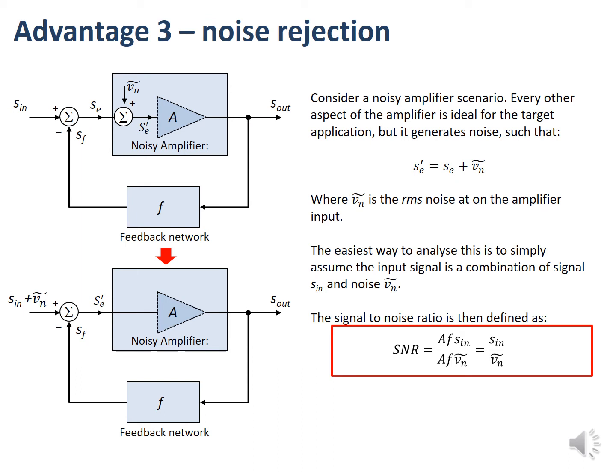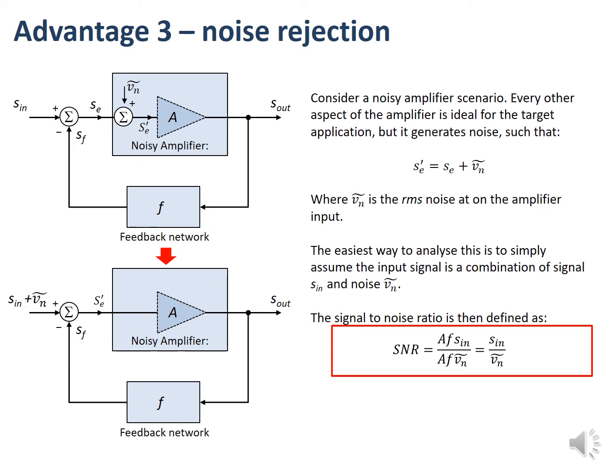A third advantage is so-called noise rejection. Imagine I have a badly constructed amplifier circuit which generates noise inside itself, perhaps some loose connections inside the amplifier generating a lot of unwanted electrical noise. If that amplifier was on its own without feedback, then that noise would be amplified, and I'd end up with a very noisy output signal.